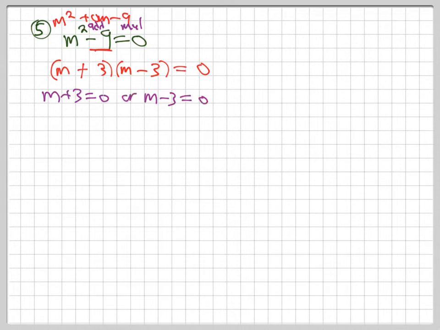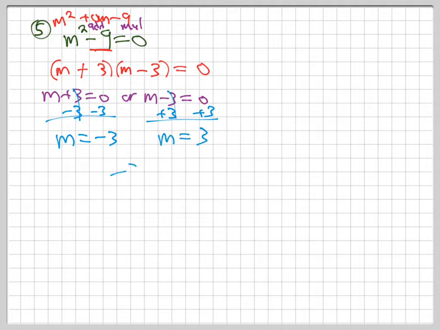separately, like usual, and then just get the m alone. Subtract 3 from both sides. Add 3 to both sides. And there's our answer. Minus 3 and plus 3, either order. We got it. Questions on that? Not too bad? Okay. If you're good, I'm going to move right on with number 6.